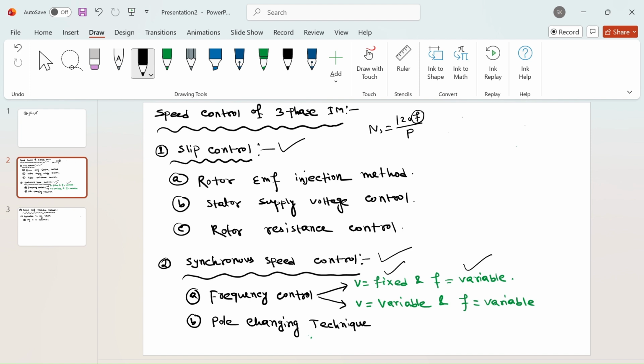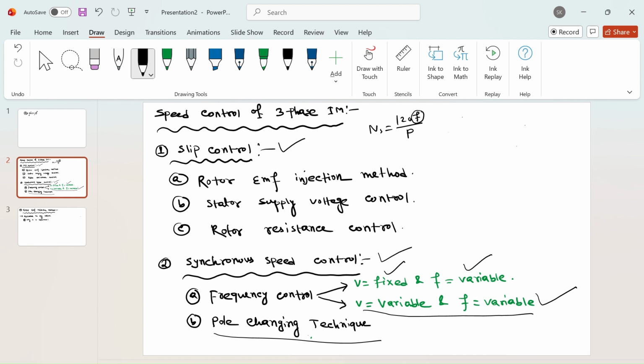It is the most important one, that we will also cover in another video. It is called variable voltage, variable frequency control. This second one, we will cover too. And another is the pole changing technique. The pole changing technique is only applicable to squirrel cage induction motor.